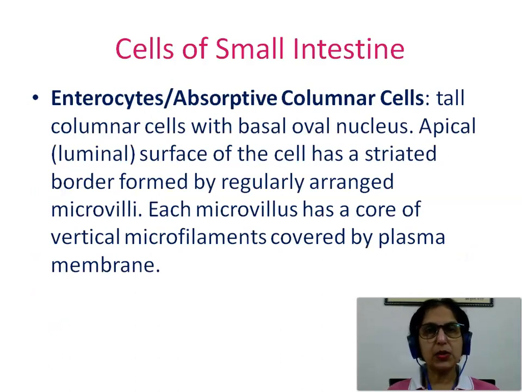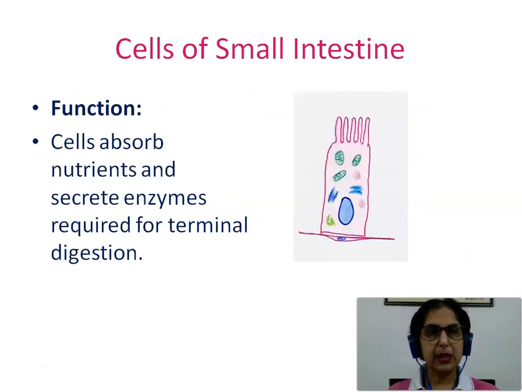Enterocytes are absorptive columnar cells. These are tall columnar cells with a basal oval nucleus. The apical or the luminal surface of the cell has a striated border formed by regularly arranged microvilli, and each microvillus has a core of vertical microfilaments covered by plasma membrane. The function of the enterocyte is that the cells absorb nutrients and they secrete enzymes required for terminal digestion.